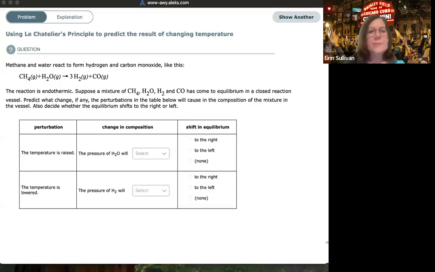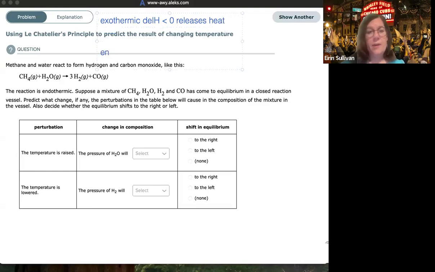Using Le Chatelier's principle to predict the result of changing temperature. Okay, so we're going to have to remember some thermodynamics from Gen Chem 1. So an exothermic reaction is going to release heat. Remember, that's delta H is less than 0. So a negative value of delta H is exothermic. That's releasing heat. And then an endothermic reaction has to absorb heat in order to occur.